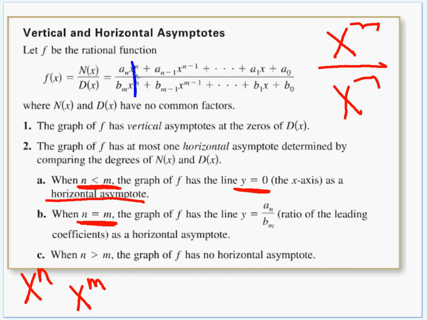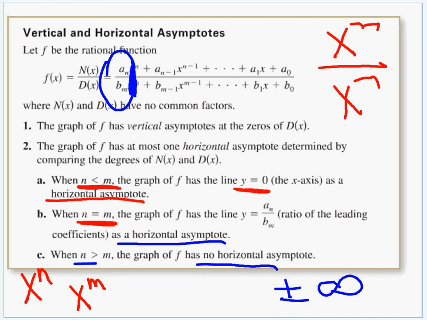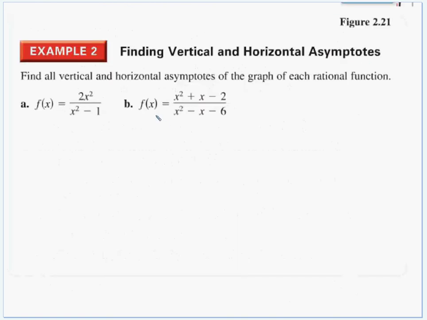Back up here, I'll use blue ink. When we cross off the variables to the same power, we have these leading coefficients, a sub n over b sub m. Those become our fraction. That will be our horizontal asymptote. If the numerator is more powerful, then the graph has no horizontal asymptote. You're either heading for positive or negative infinity. I assume our next example will clarify these. Oh, not exactly. Find all vertical and horizontal asymptotes of each graph.